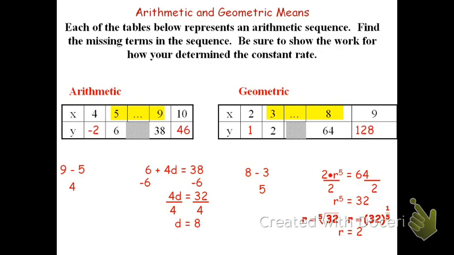I hope this helps you to understand how to set up and solve equations for arithmetic and geometric means.